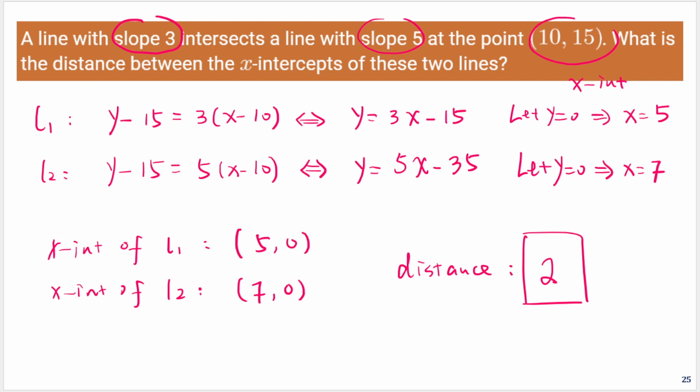Excuse me. So the equation over here, the y in the equation is the y-intercept, right? So the y in this equation is the y-intercept, right? Okay. Okay. Understand.